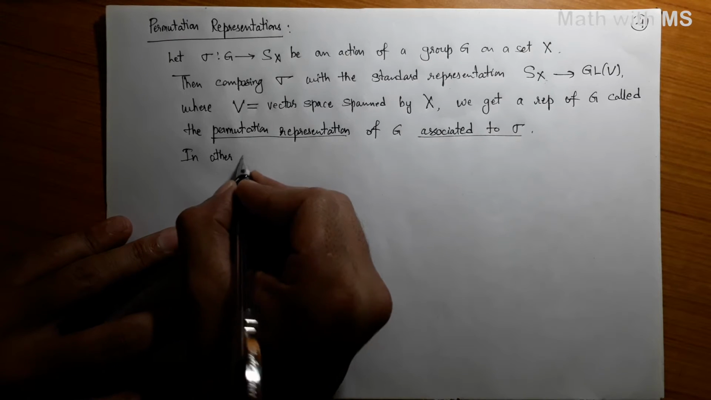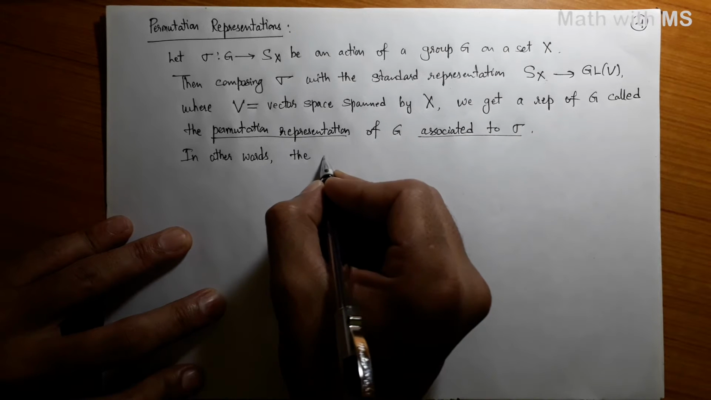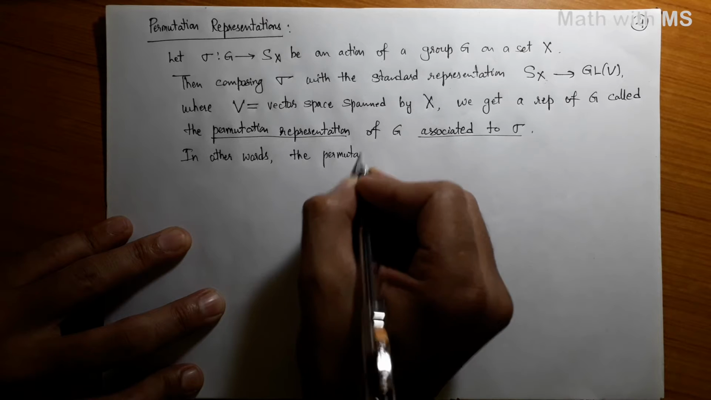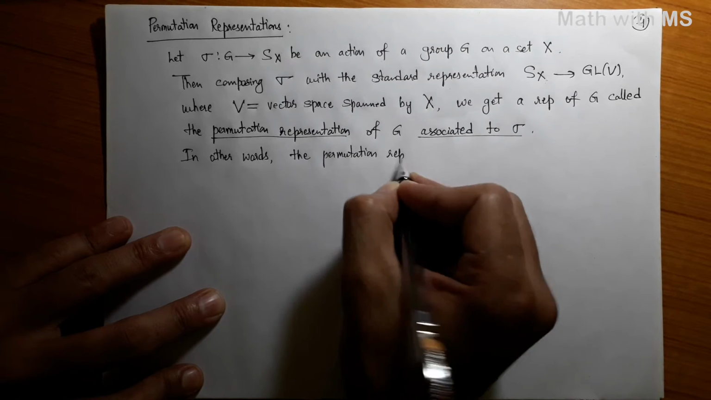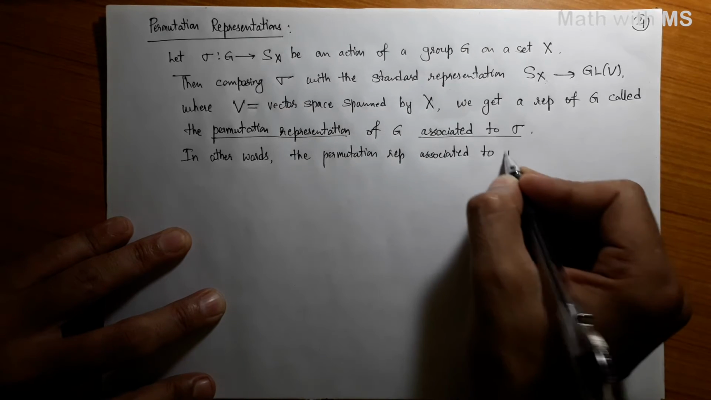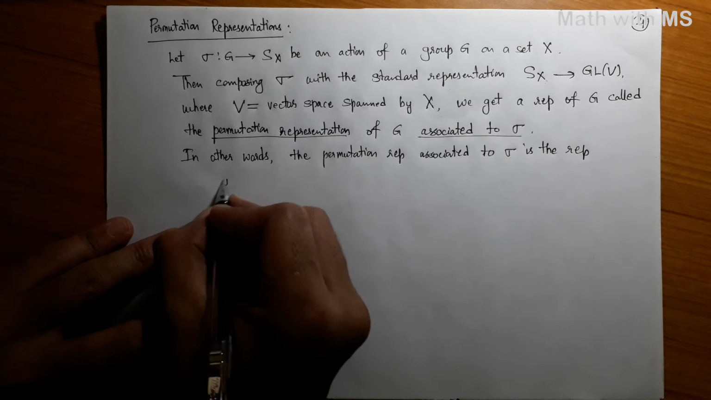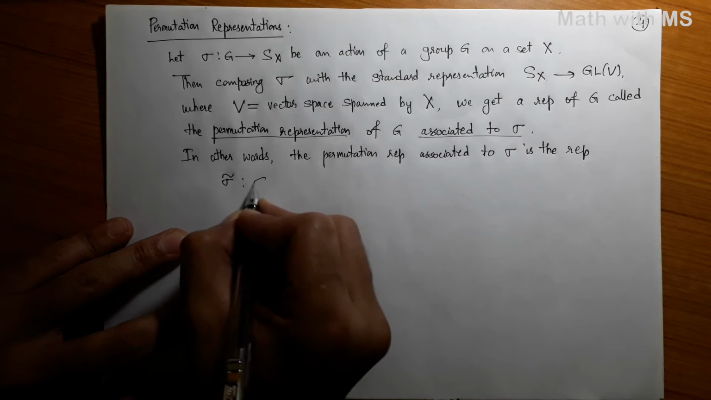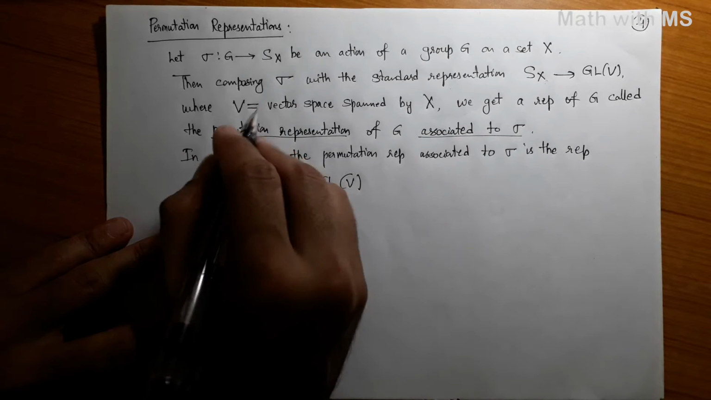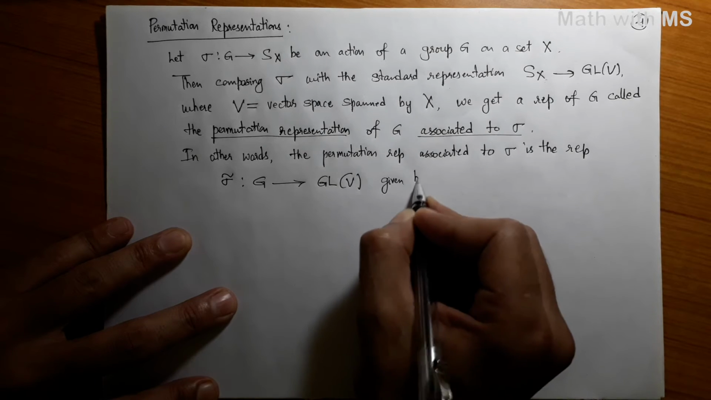In other words, if you want to be precise, the permutation representation sigma is the representation, let us call it sigma tilde, from G to GL(V), where V is the abstract vector space spanned by X, given by the following.